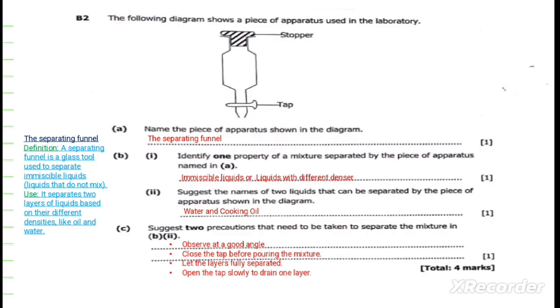Have you seen? Also, let the layers fully separate, in order to avoid certain mistakes. The last one, open the tap slowly to drain one layer. So you have to open this tap slowly, not fast but slowly, in order to drain the layers. So from these precautions, you can just choose 2 precautions.